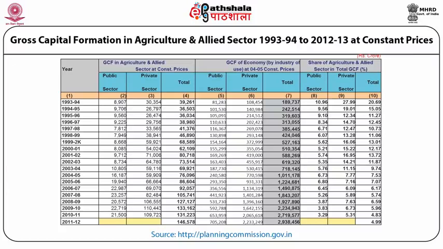It relates to the data with regard to gross capital formation in agriculture and allied sectors for a period ranging from 1993-94 up to 2012-13 at constant prices. Now this again shows the gross capital formation in agriculture and allied areas for the different sectors at constant prices. Then the gross capital formation of economy by industry of use at 2004-2005 constant prices. And lastly, the share of agriculture and allied sectors in the total gross capital formation.